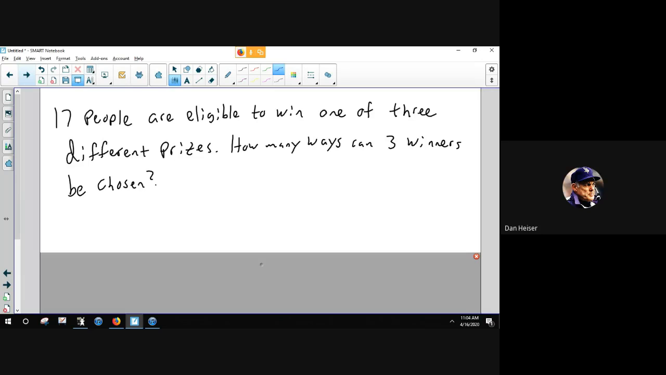Here we have another prize situation. 17 people eligible to win one of 3 different prizes. How many ways can 3 winners be chosen? 3 prizes to pass out. One of the things you need to be able to do to solve these problems is answer the question, does order matter? Put yourself into that situation.